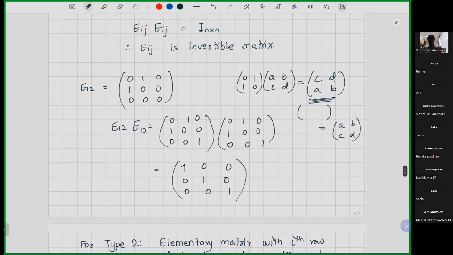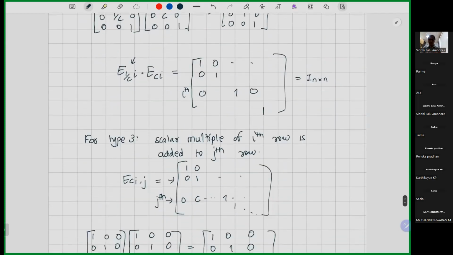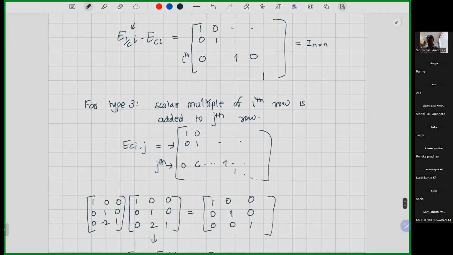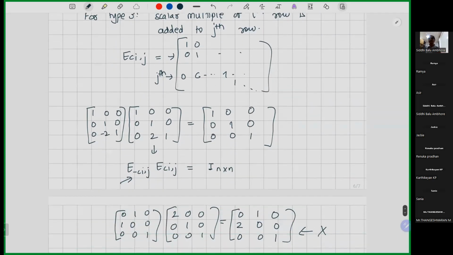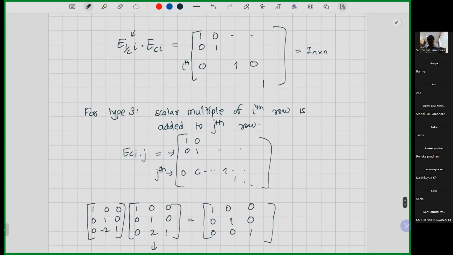To obtain the inverse of type 1, the inverse was of type 1. Similarly, for type 2, the inverse was of type 2. And the inverse of a type 3 matrix was again a type 3 matrix. If that was your question, I hope it is clear, Sania. If it is still not clear, please write it down. That's what I understood from your question, so I'm answering accordingly. But this is clear, right?